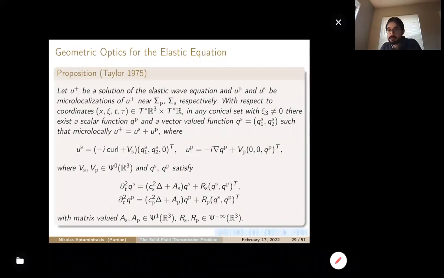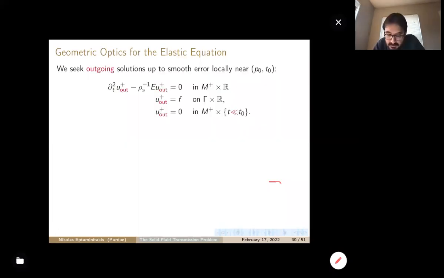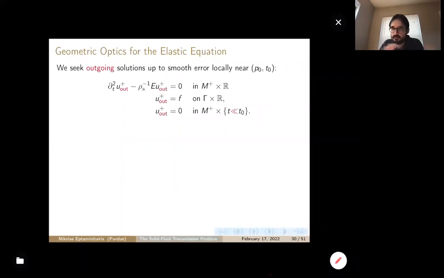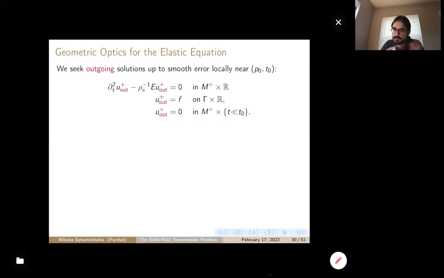Okay, so we do have a decomposition, at least microlocally, to leading order, which is what we care about for the purpose of understanding singularities. And as before, we can seek outgoing solutions up to smooth error near our point in the solid region with given Dirichlet data. I should say that the same thing that you can do with outgoing solutions, symmetrically you can do for incoming. And here this coloring is indicating what would change. So what's the difference from passing from the outgoing into the incoming one?